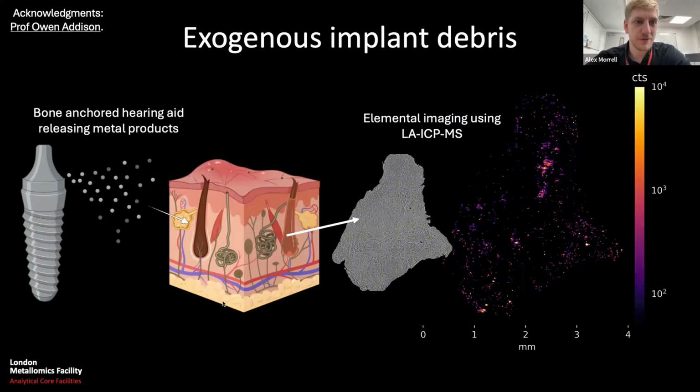So these particles, unfortunately, you can't see them in routine histology because they're too small, or they're lacking contrast. So we have to use elemental imaging techniques to actually look at this titanium itself. These implants are made from commercially pure titanium, so they should only have titanium in them. We can see the distribution of this, it's incredibly heterogeneous. So it's not just a homogeneous blur of titanium, but there's lots of little particulates that have come off. Some of them are very large and some of them are very small.